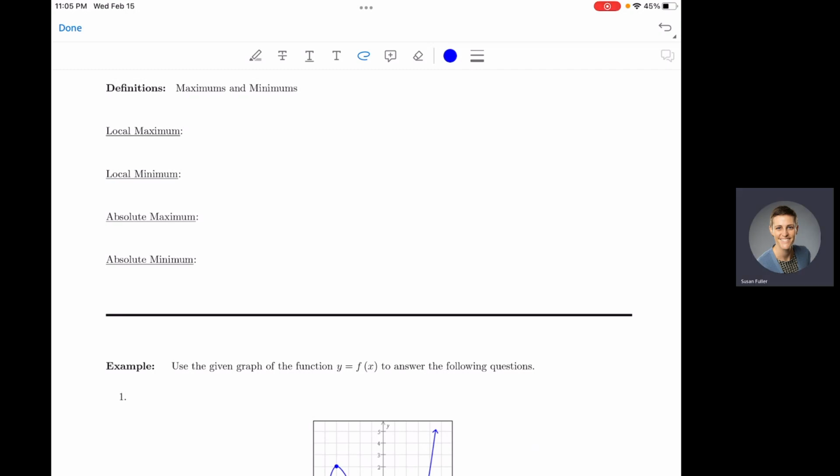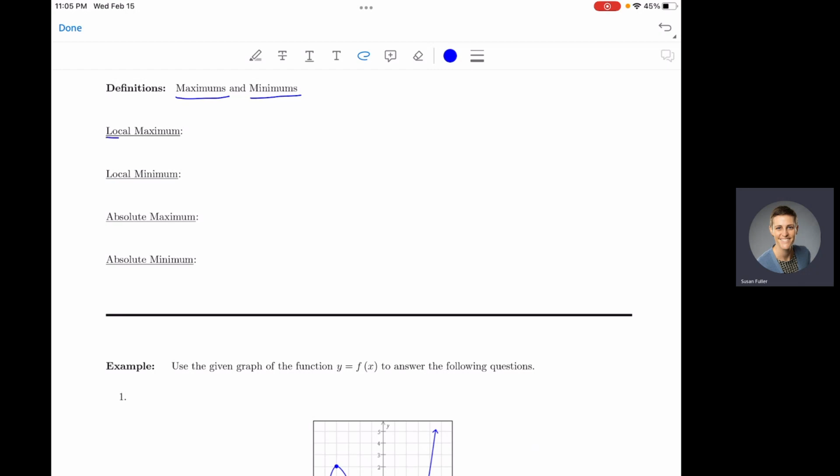So when we're talking about maximums and minimums, these are the points that are higher than other things or lower than other things. Maximums are higher than other things and minimums are lower than other things. Now, we are going to have local maxes and mins, and we're going to have absolute maxes and mins. So let's start with the difference between these.